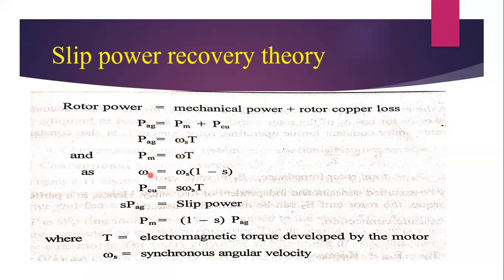The rotor speed omega R is equal to omega S into (1 minus S). The copper loss is nothing but S times omega S into T, that is, S times the air gap power. So S into PAG is called slip power. This is our main concept.